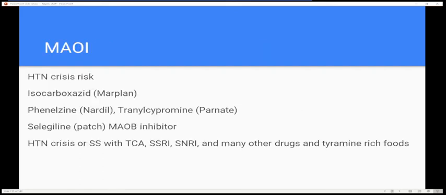MAOIs, you have a hypertensive crisis risk. The drugs are like isocarboxazid. Basically, since they do interact with a lot of medications, you need to know these drug names. They are weird, know them, commit them to memory. Also know that selegiline is a patch, and it's a MAO-B inhibitor. And avoid aged cheeses and stuff like this, and like that sekura I think it's called. It's like a weird sausage food. So just a couple details to keep in mind.